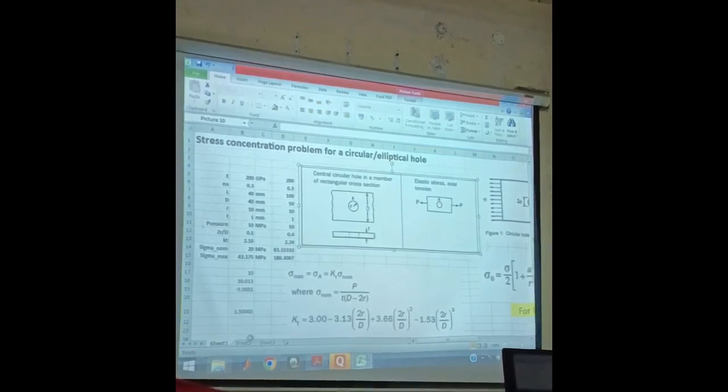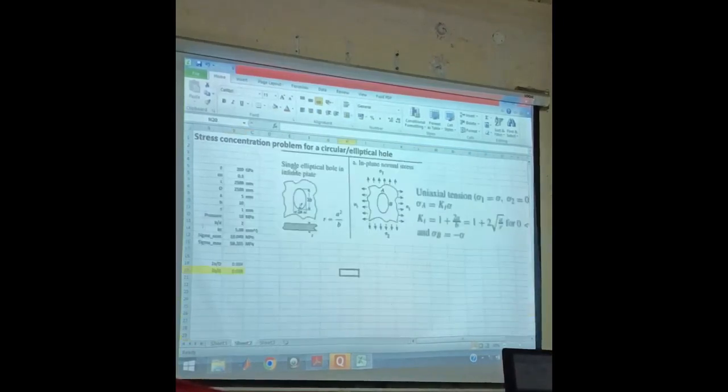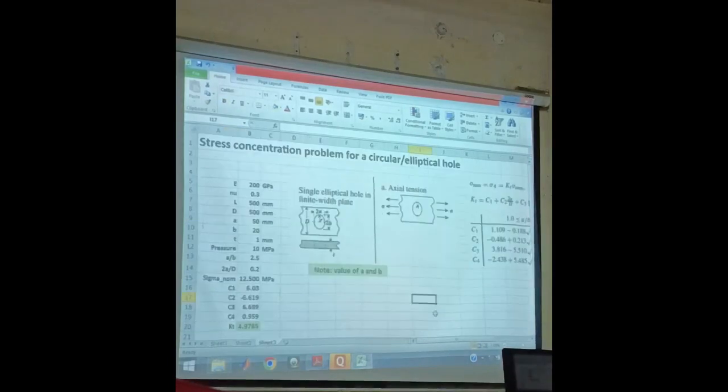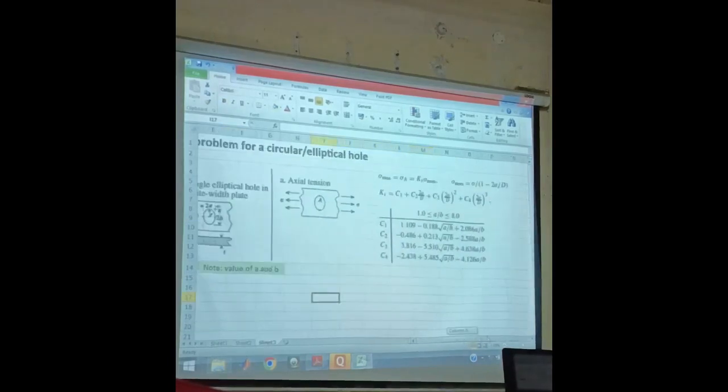Case 1. Case 2. Single elliptical hole, infinite plane. So I put in everything, and for the expression of this, I have utilized that expression. And I have taken some A by B value. I want to compare with that. Number 3. So, a little bit complicated expression is this.